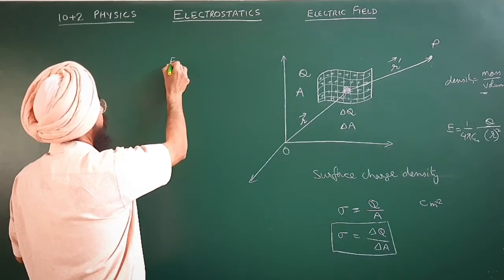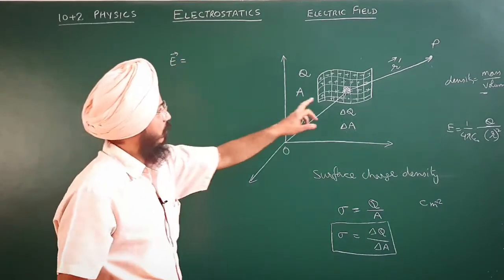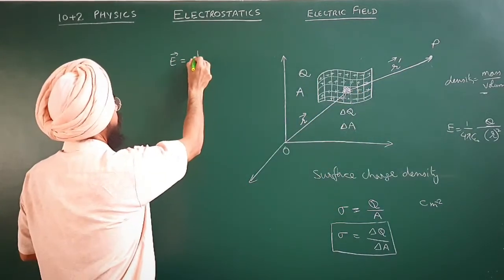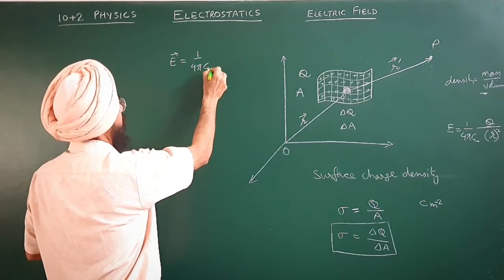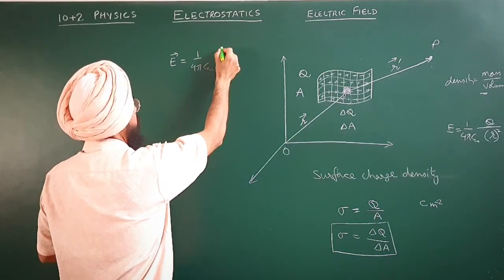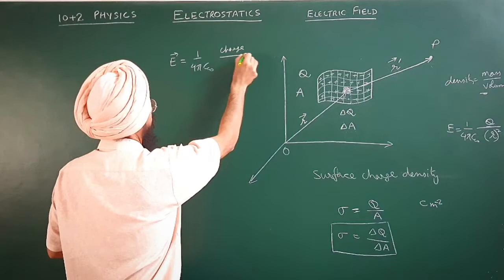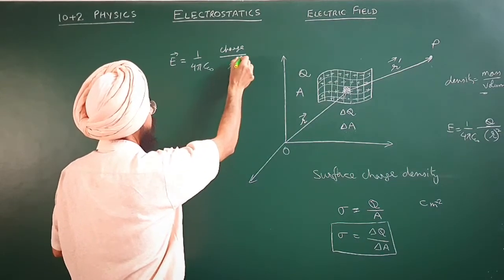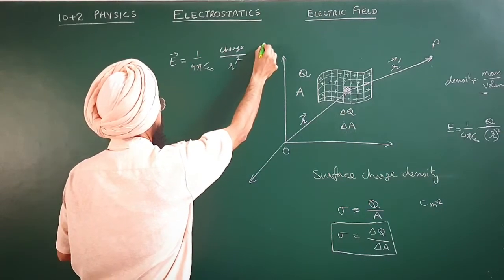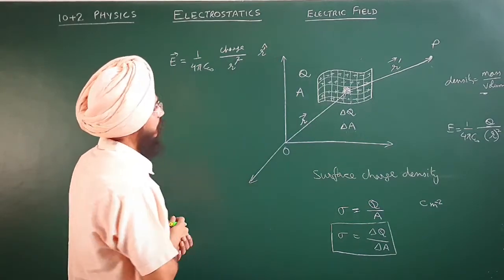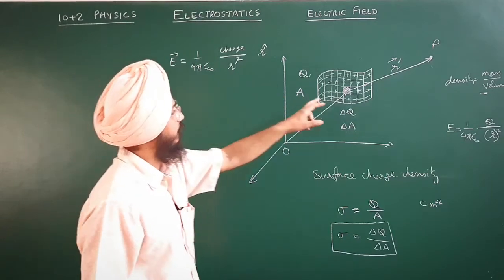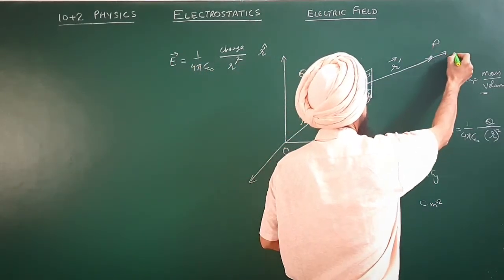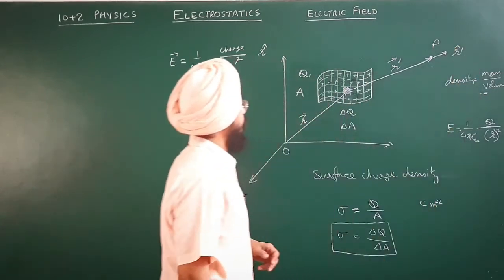So now the electric field of this charge element at point P can be written as 1 upon 4 pi epsilon naught, charge over the distance r dash square into r dash cap. Because the electric field will be towards this side, here it is my r dash cap.